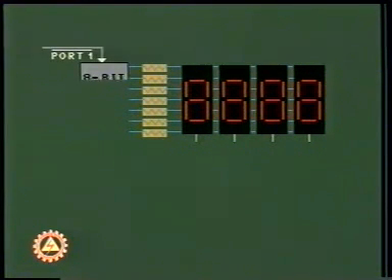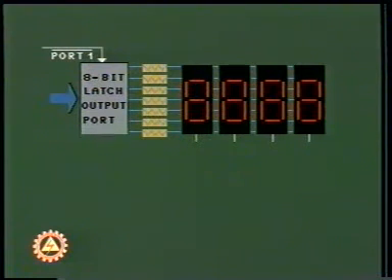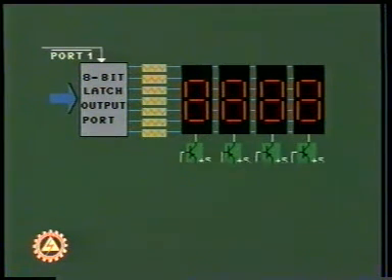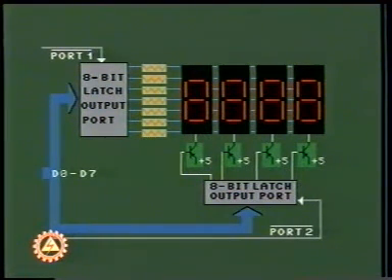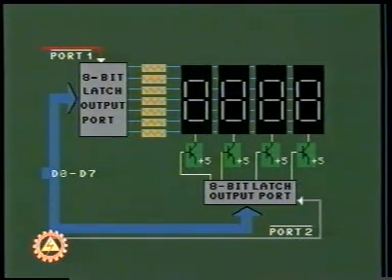Here, the 7 segments of the digits are connected through current limiting resistors to the output port, port 1. The common anode connections of the digits are switched to plus 5 volts through the PNP transistors. The base of these transistors is controlled by another output port, port 2. Sending a logic 0 turns on the transistor, and the segment data at port 1 is displayed on that digit.